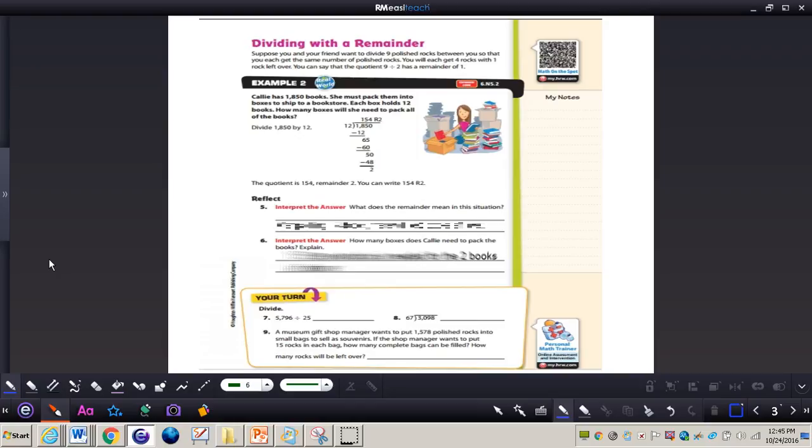So what we can see here, you can do 1,850 divided by 12. You can see the answer is 154 with a remainder of 2. So they did all the work for us there. And let's look at number 5. So we need to figure this out. So the quotient is 154, remainder of 2. We can write it 154, capital R2. The capital R represents remainder.